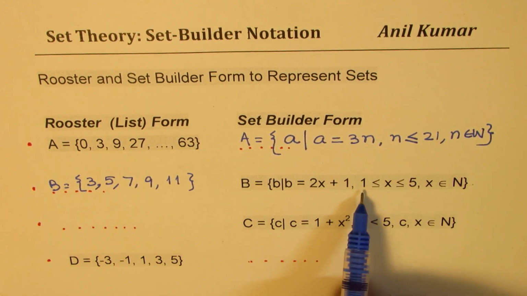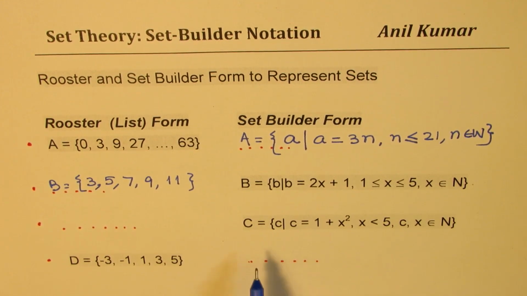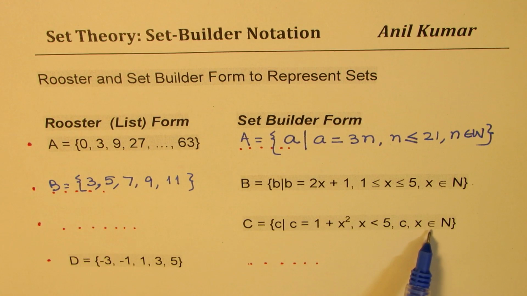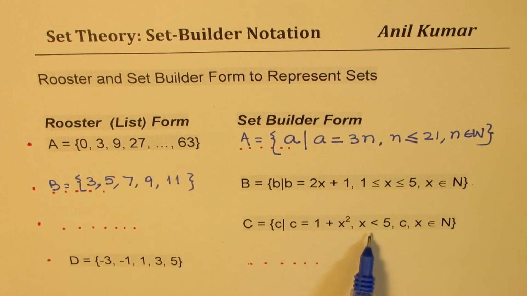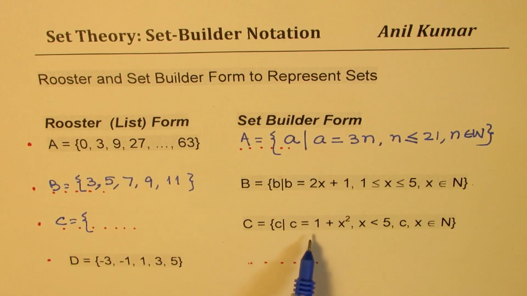Note, we have to include both 1 and 5 since it is greater than or equal to, and less than or equal to 5. In set C, C is such that C equals 1 plus x squared, x is less than 5, and x belongs to natural numbers. Now here, we have the inequality x less than 5, natural numbers. That means 1 to 4. So for the values of x as 1 to 4, we need to find what C is and then get our set. So that is how we are going to list all the elements.